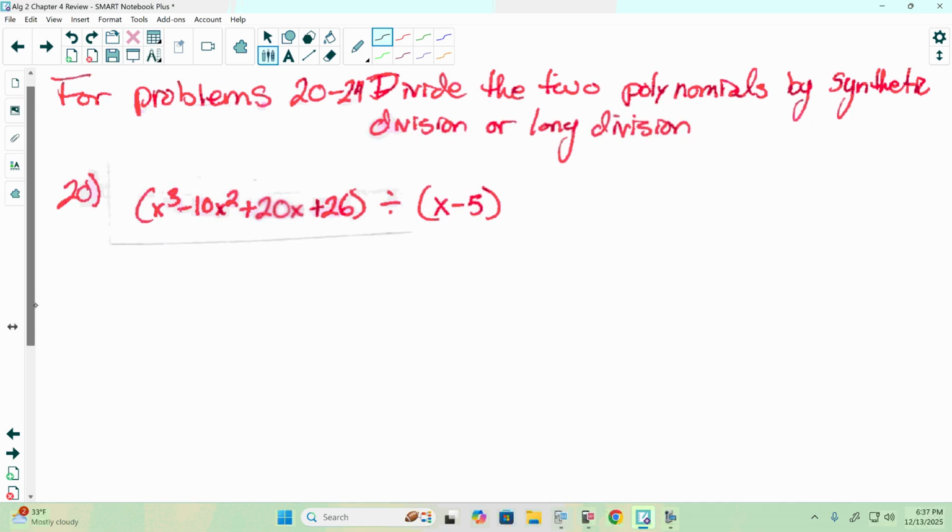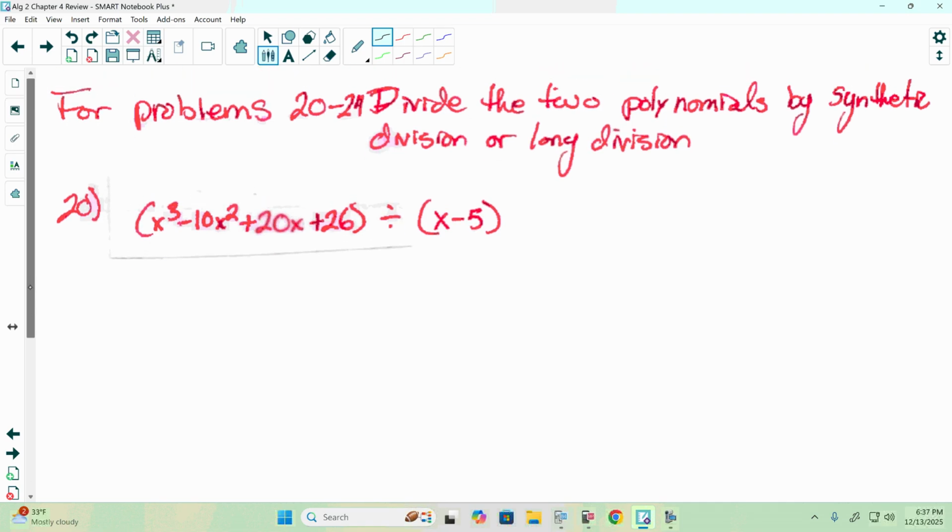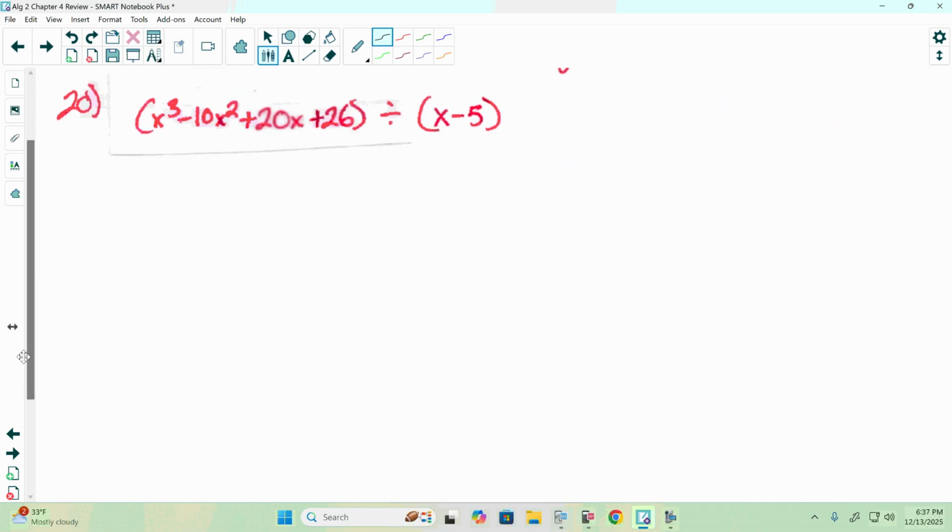Now the next thing we have is to divide the two polynomials by synthetic division or long division. I am giving you the option, especially on the test. You get to pick which one you want to do, synthetic division or long division. There is not a requirement that you have to do one or the other. But this first one here, I'm going to do both.